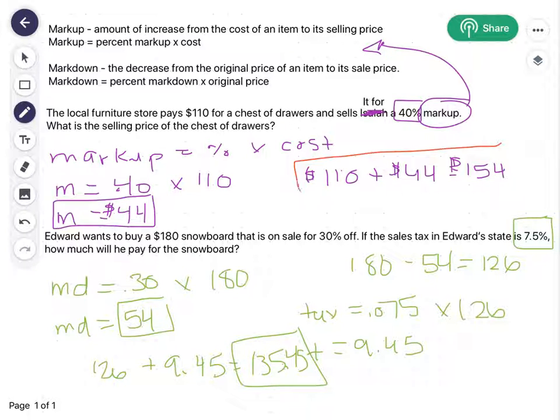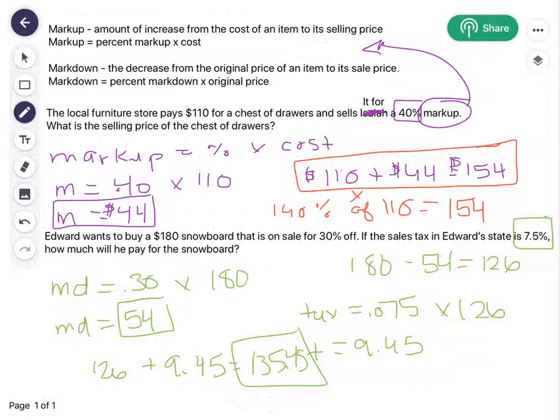So to avoid having to do this last step here, if we're going to mark something up, that means we're going to include all of the price plus another percent. So we could actually find 140% of 110 and find what that markup would be. So 140% as a decimal is 1.4, and we multiply percent times whole, times 110. Of means to multiply. We're going to get 154.